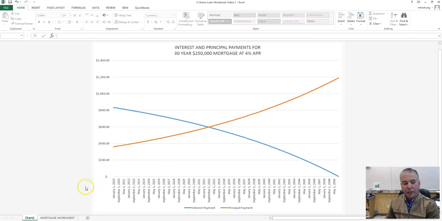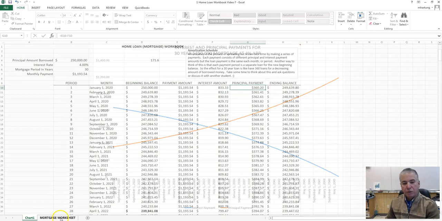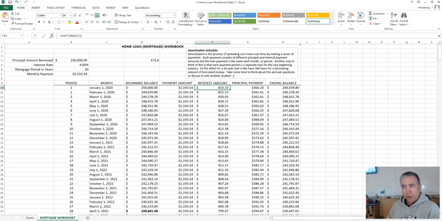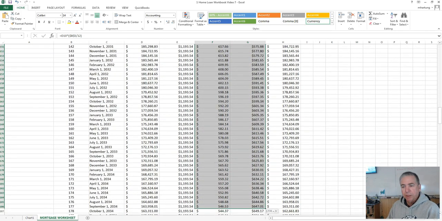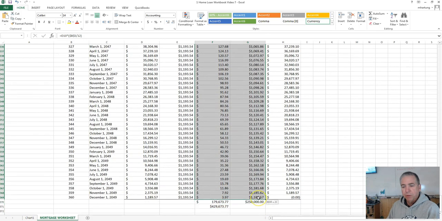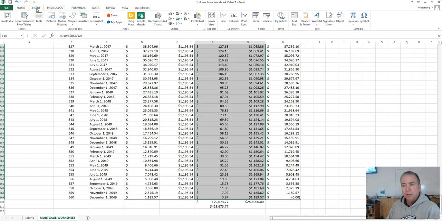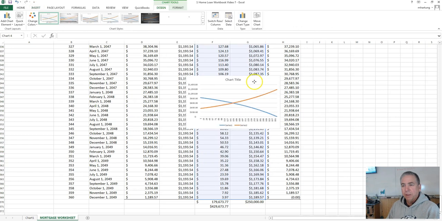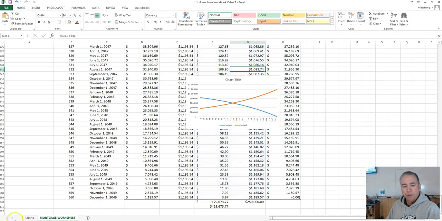So the way to create that is how we've done it in previous lessons, is to go to your workbook, select the interest amount and the principal payment amount for the entire 360 periods. And then, of course, as you have done in previous lessons, insert line chart, and that will be the foundation of your chart. And you can go ahead and continue so that when you're finished, you end up with a chart that looks like that.